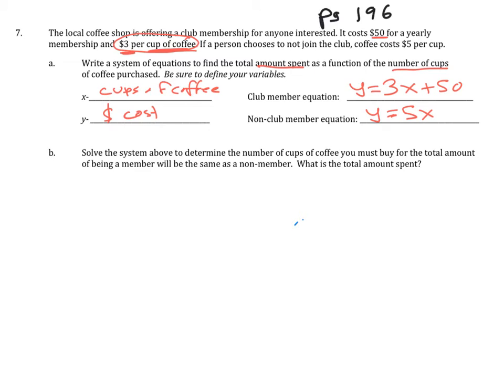So I want you to pause the video and try to solve this. We have these two equations, y equals 3x plus 50 and y equals 5x. So maybe I'll even write them here. Y equals 3x plus 50 and y equals 5x. All right, so use what we know about substitution or elimination to solve this. Pause the video and then we will talk through the solution.